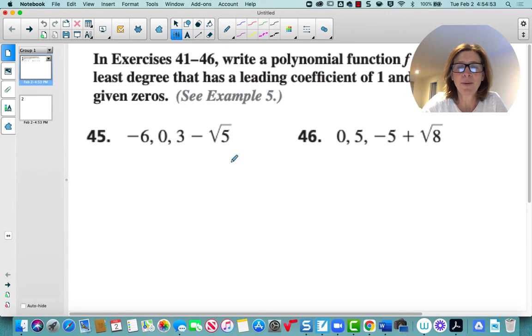Hi, so today I'm going to be going over writing a polynomial function of least degree that has a leading coefficient of 1 and the given zeros.